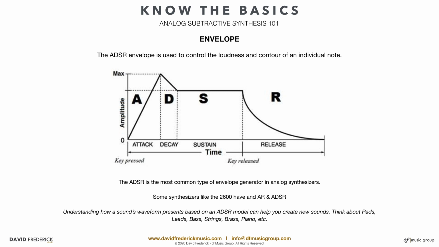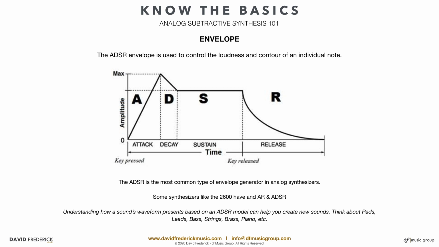And fortunately for the 2600, you have a full ADSR and an AR. So again, I don't want to go too deep into subtractive synthesis, but you can have one oscillator assigned to the ADSR, another oscillator assigned to the AR, and create some really unique effects on the particular sound and waveform.